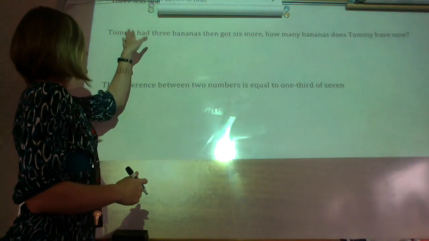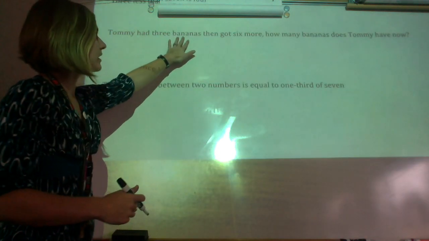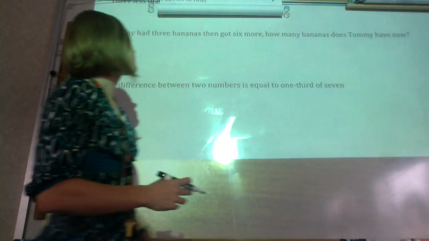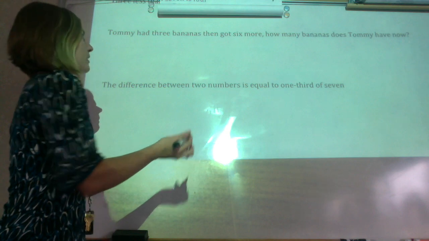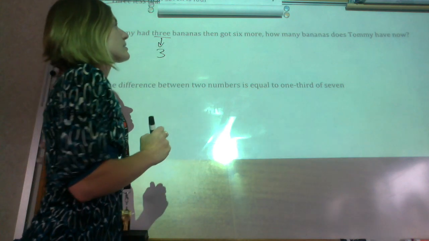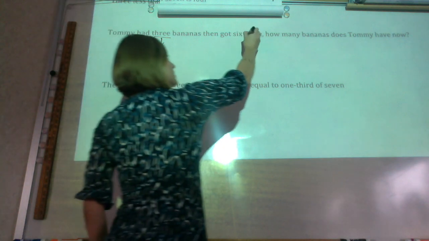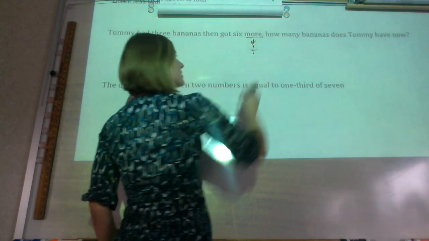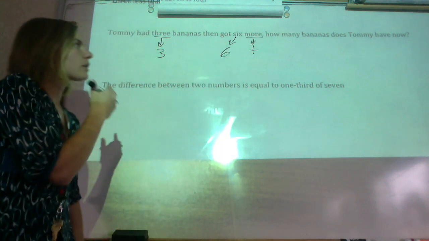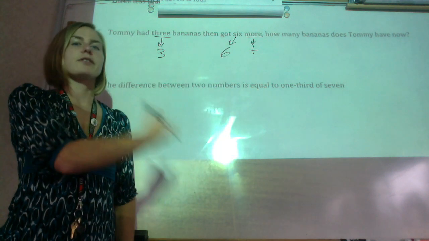In our next example, Tommy had 3 bananas, then got 6 more. How many bananas does he have? So he had 3 bananas, so we have a 3. Then got 6 more. So that "more" means that we have an addition sign somewhere, and we also have a 6.